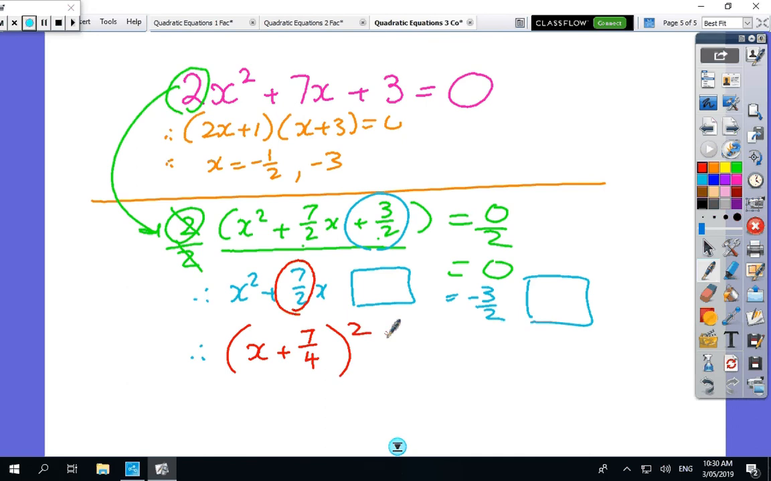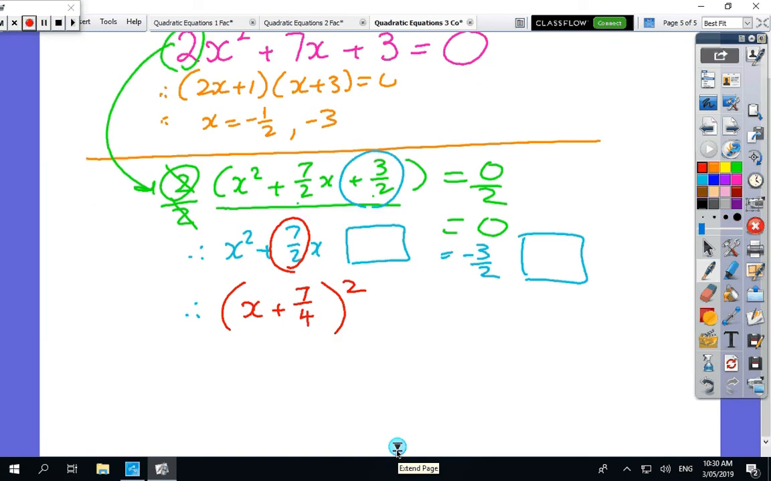Okay, before we halved 8 or halved minus 4, here we're halving a fraction. So 7 on 2 becomes 7 on 4, so that's the bracket. And to get the missing number, you square that number. So 7 squared is 49, and 4 squared is 16. So the number we're adding is 49 over 16.